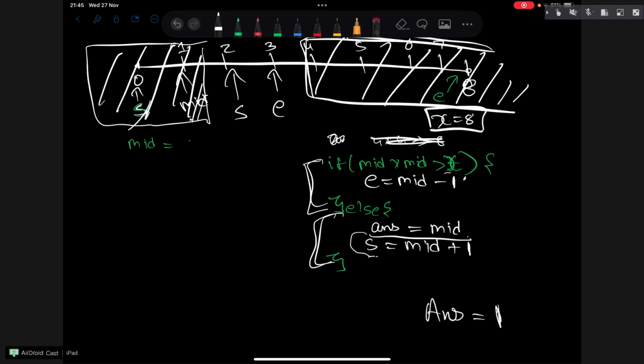Okay, so we'll do the mid calculation again now for the third time. So s is going to be 2, e is going to be 3, and divided by 2, this is going to be mid. Mid is going to be 2. So I'll just quickly reference: this is mid, this is s, and this is e.